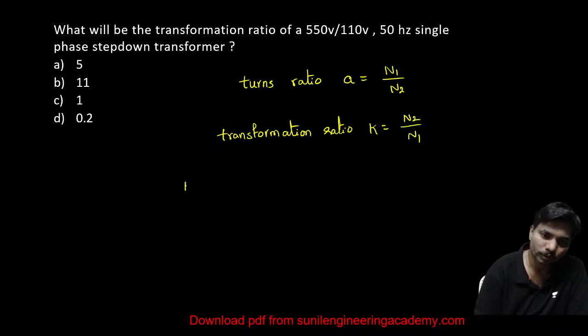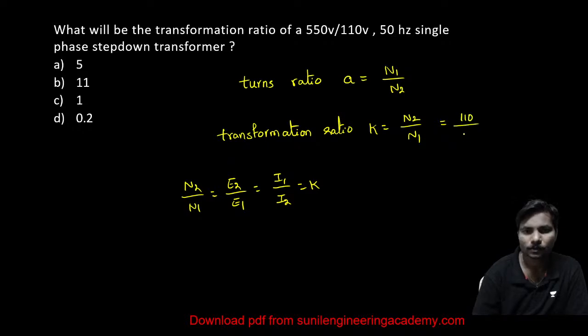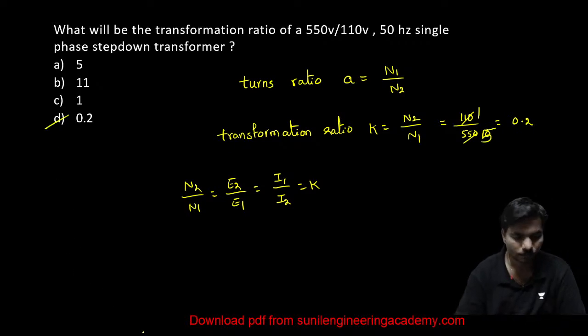We can also write N2 by N1 is equal to E2 by E1, that is equal to I1 by I2, that is equal to K. Now E2 by E1 means 110 by 550. So 1 by 5, that is 0.2. So the answer is option D. Okay, all of you clear?